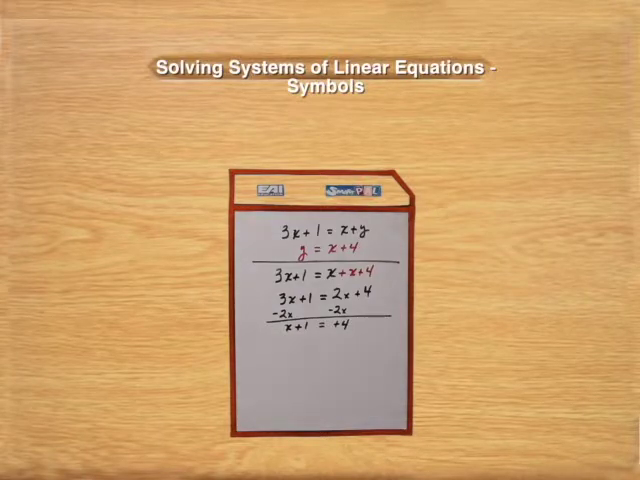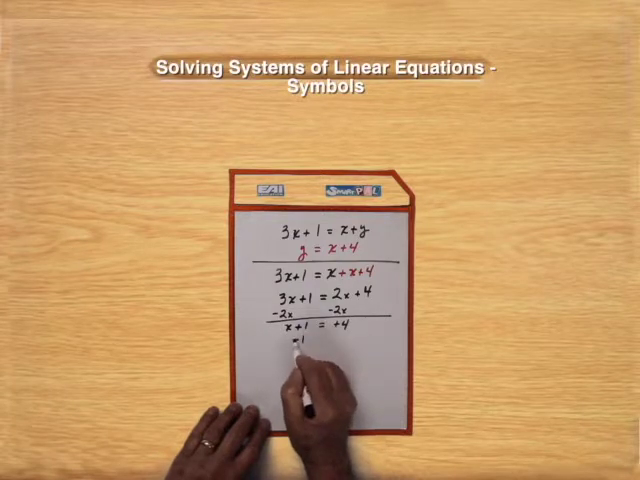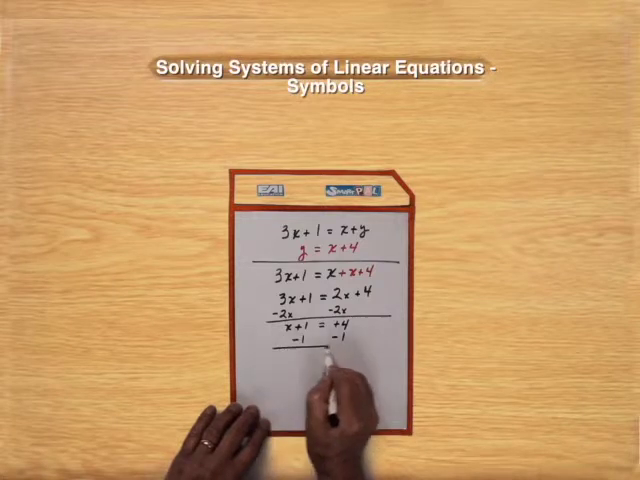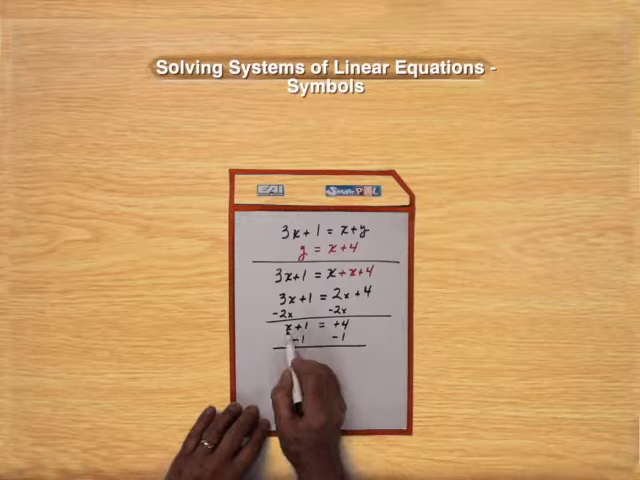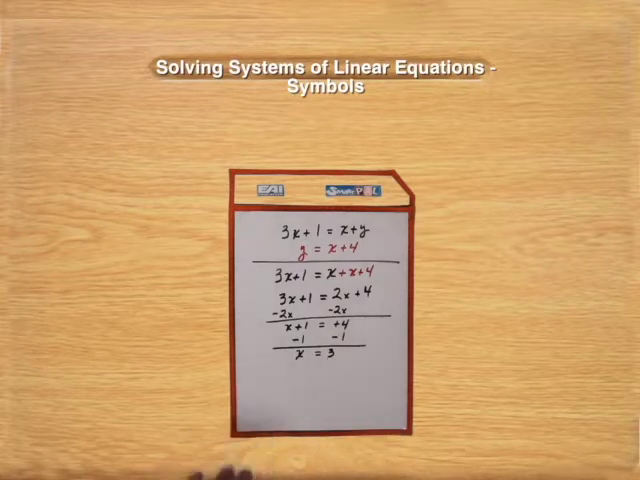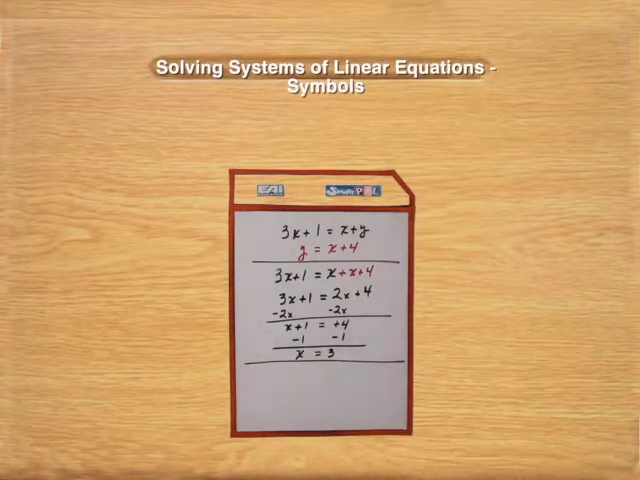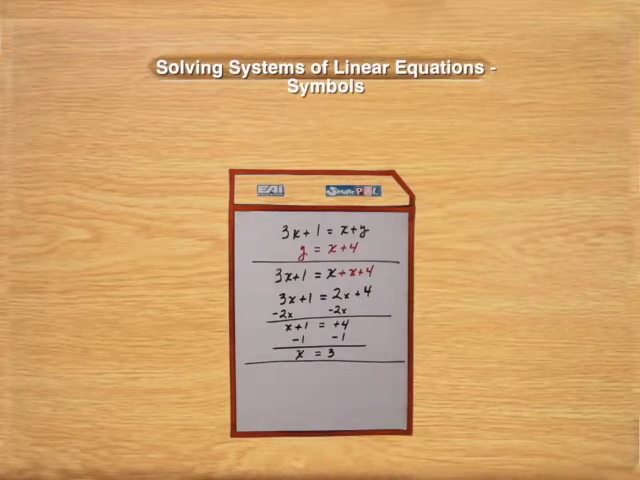Now what we can do is subtract 1 from each side. So we subtract 1 from the left side, and we subtract 1 from the right side. When we do that, 1 minus 1 is 0, so on the left side of the equation we have x, and 4 minus 1 is 3, so on the right side we have 3. So now we have a value of one of our unknowns, namely x, and that value happens to be 3.